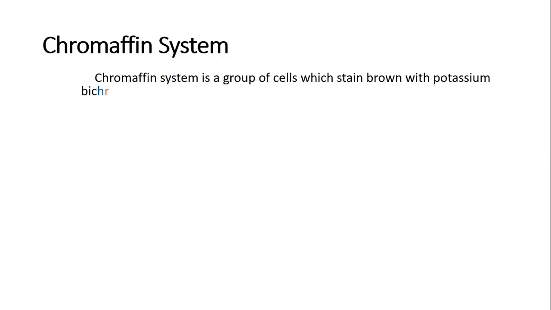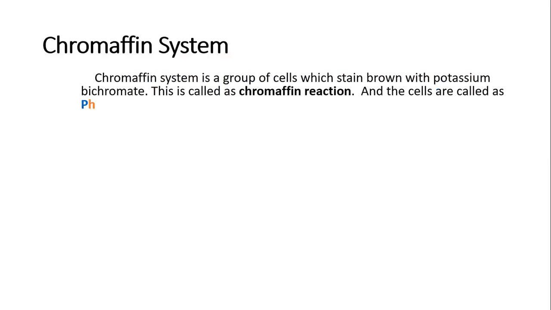Okay, so now coming to the chromaffin system. We studied that the adrenal medulla is made up of chromaffin cells. Now we'll study the chromaffin system itself. So what is this chromaffin system? The chromaffin system is a group of cells which stain brown with potassium bichromate. As we saw, the adrenal medulla is stained brown with potassium bichromate, so they are called chromaffin cells. Similarly, any group of cells which stain brown with potassium bichromate are called chromaffin cells. There are special cells which take up this stain.